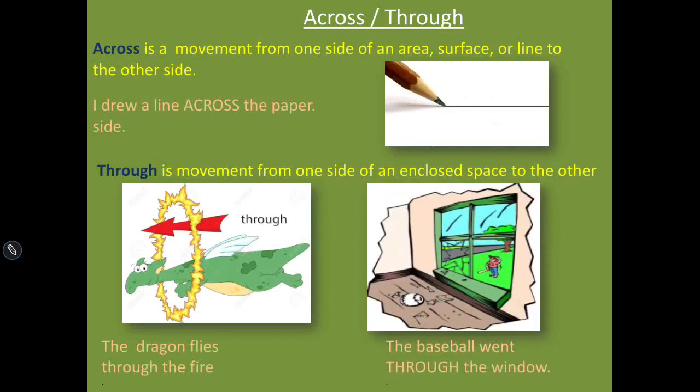Next example is of a baseball. The baseball went through the window. Why through here? Because this window is an enclosed space and the ball came through it. That's why through is used here.